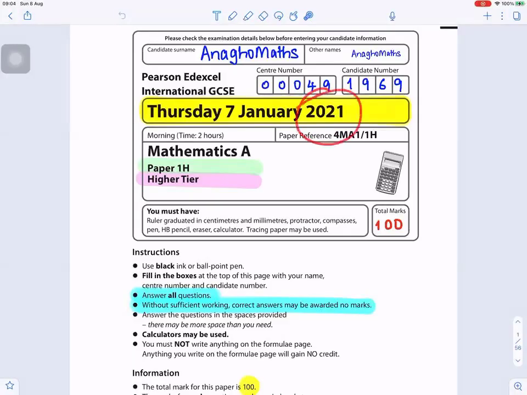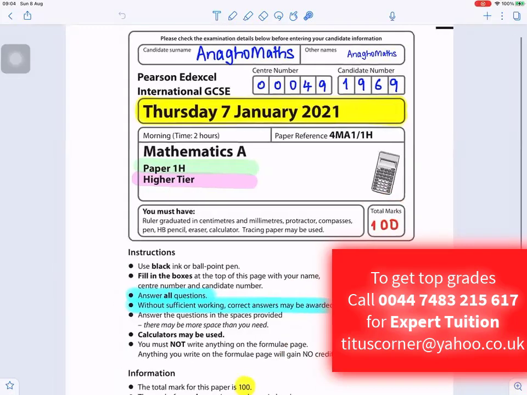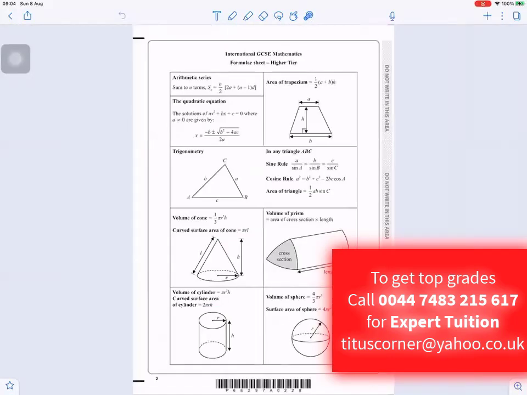January 2021, Mathematics A, Paper 1, Higher Tier. Answer all questions. Without sufficient working, correct answers may be awarded no marks. The total mark for this paper is 100. International GCSE Mathematics, the formula sheet for the higher tier.